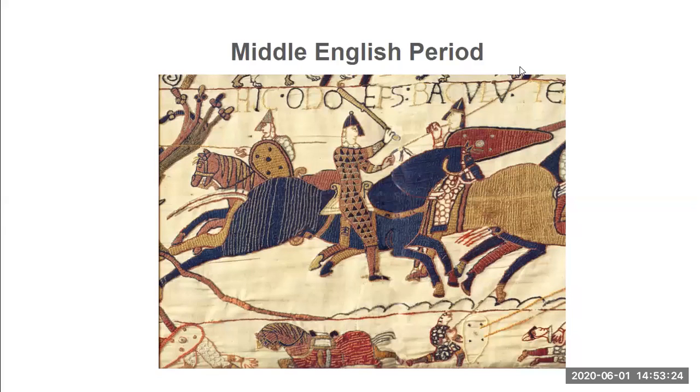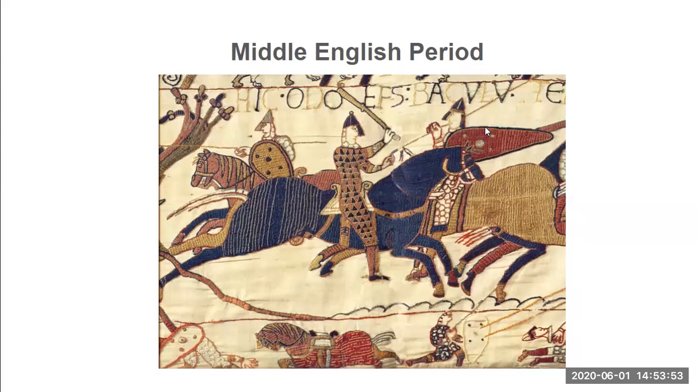Okay, good afternoon, everybody. Today we're going to start with a new unit. We're going to start with the Middle English period. If we have to establish a landmark as a starting point of this period, at least in England, it is 1066 with the Battle of Hastings, in which the Normans came into power.